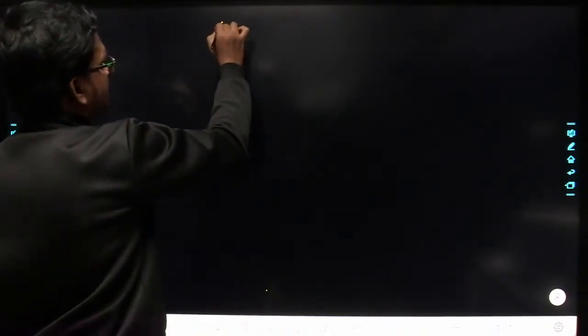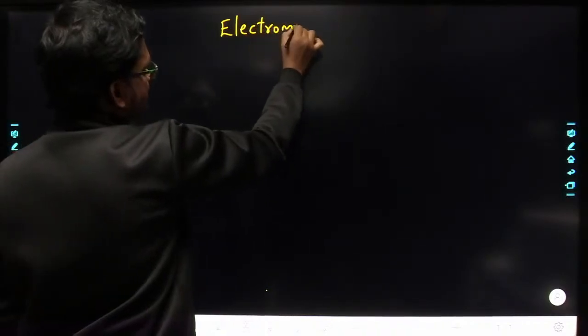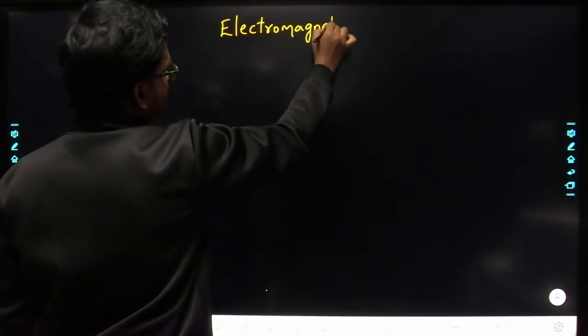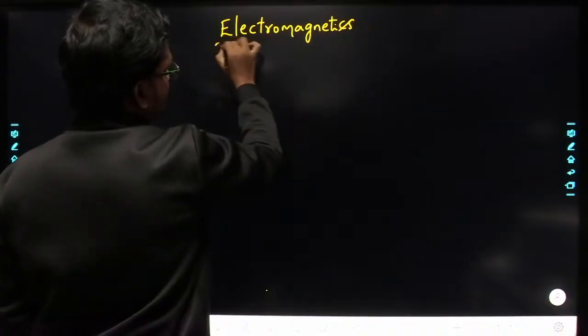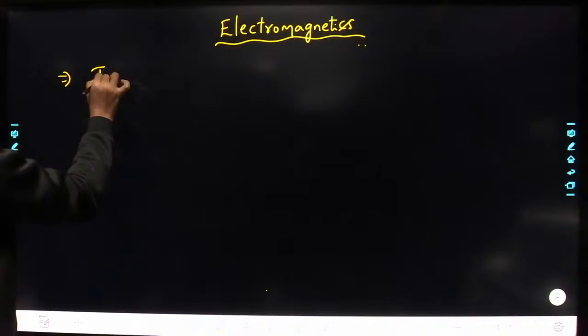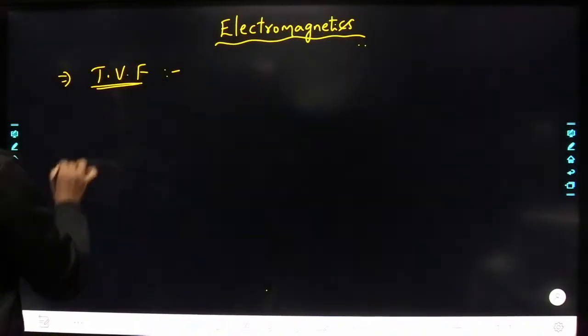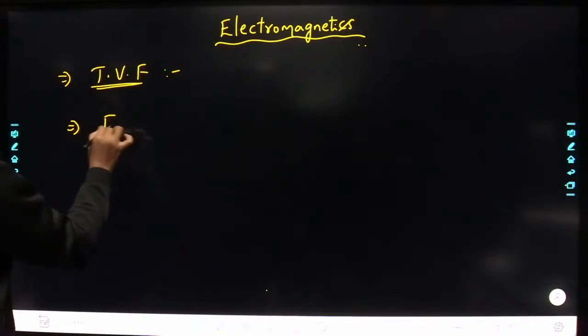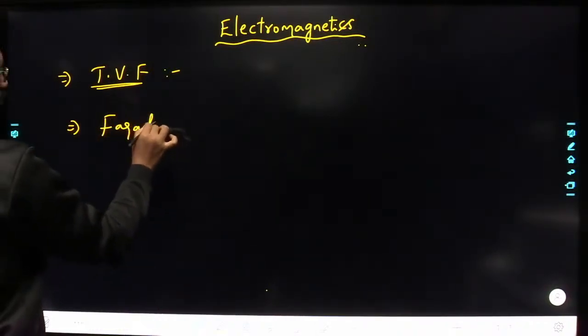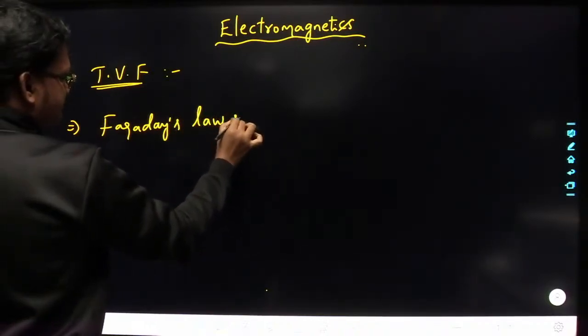So we are dealing with the subject electromagnetics. And here in electromagnetics we have started with time varying fields. So in this we have started Faraday's law. In the previous class we started Faraday's law.